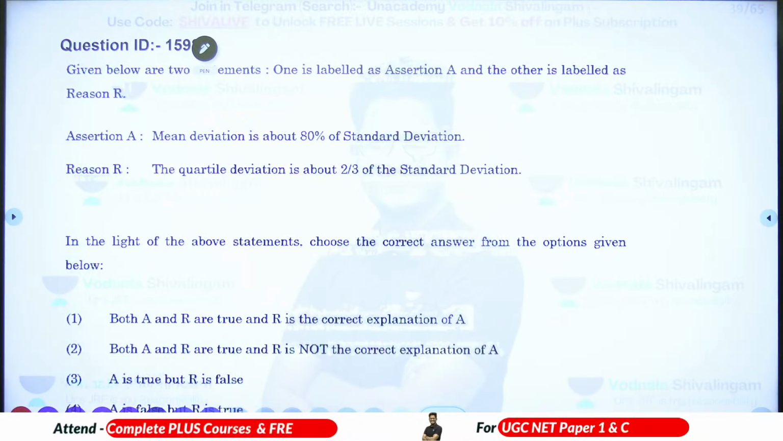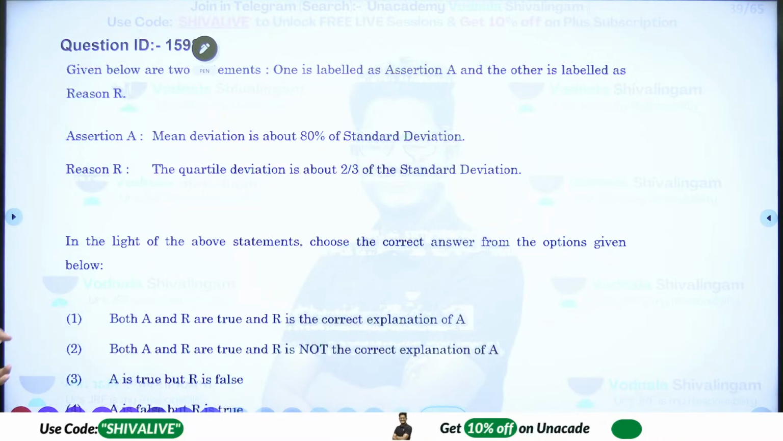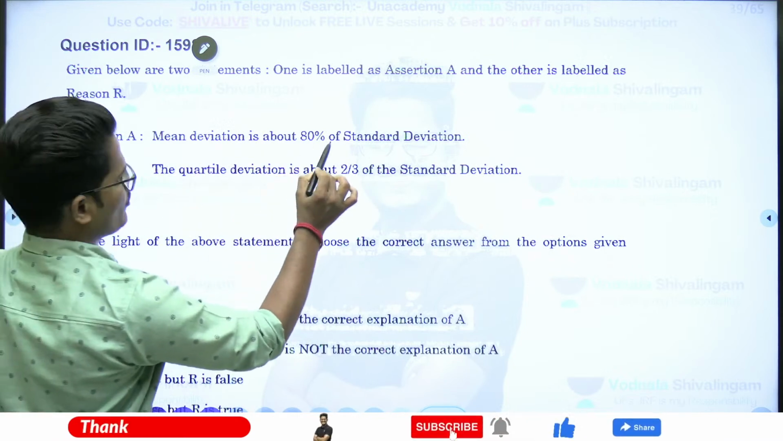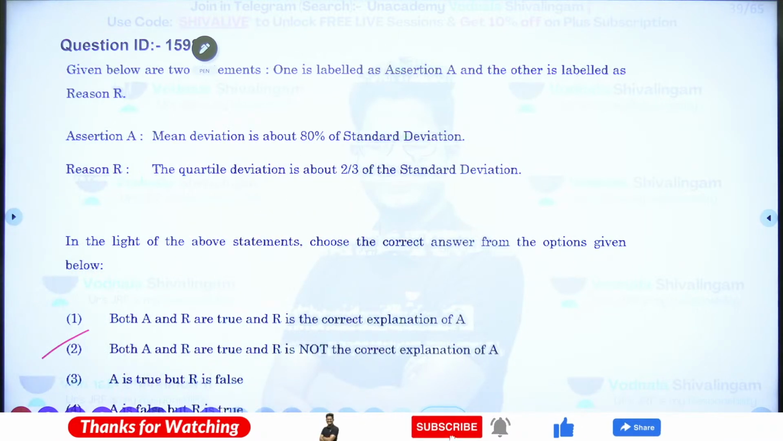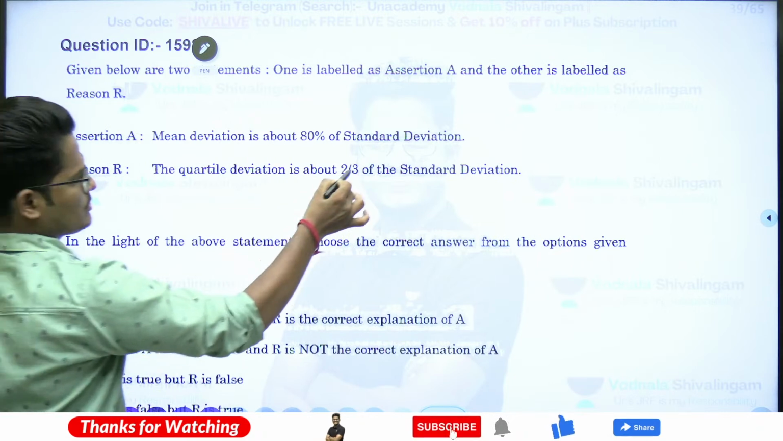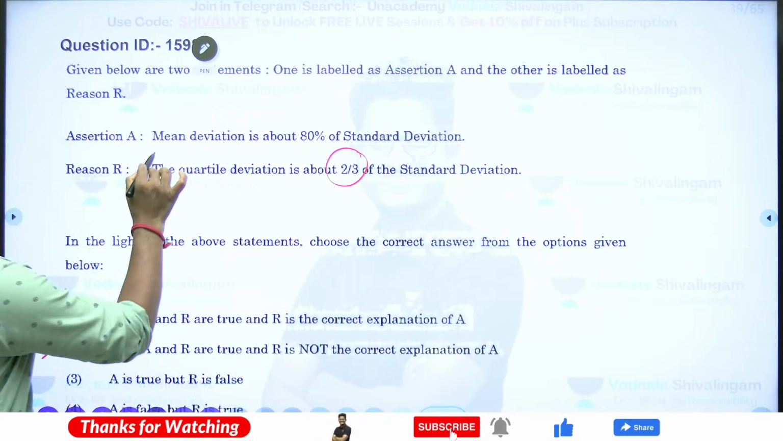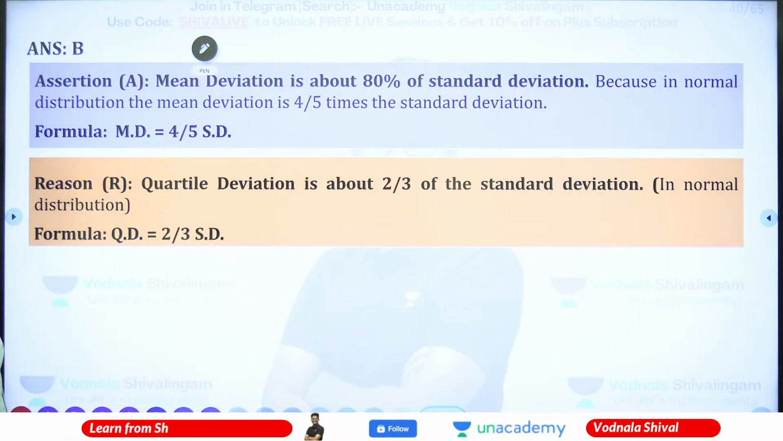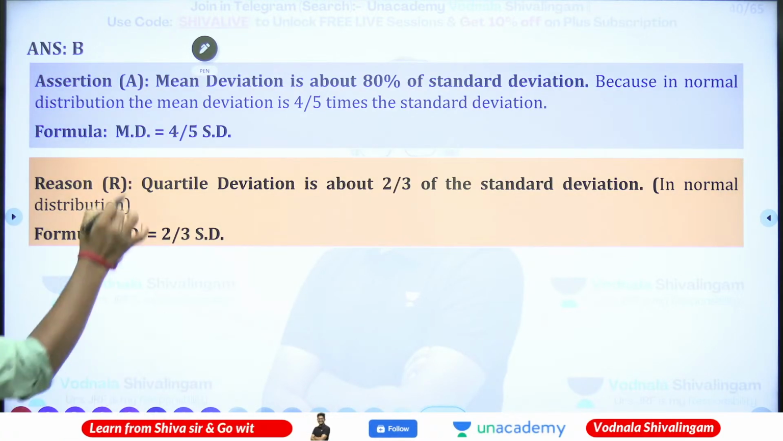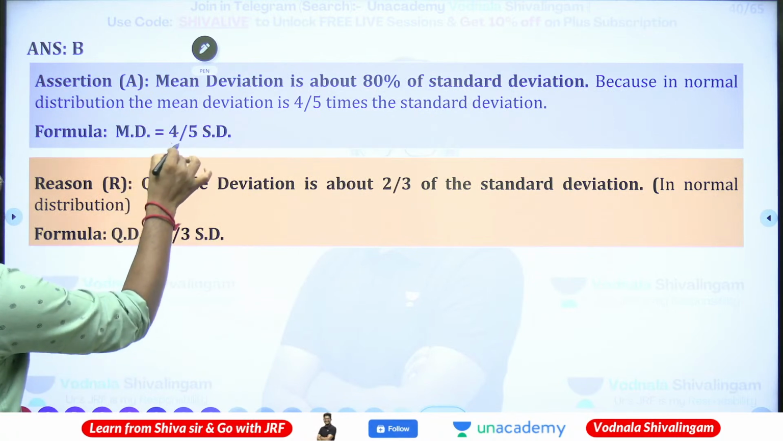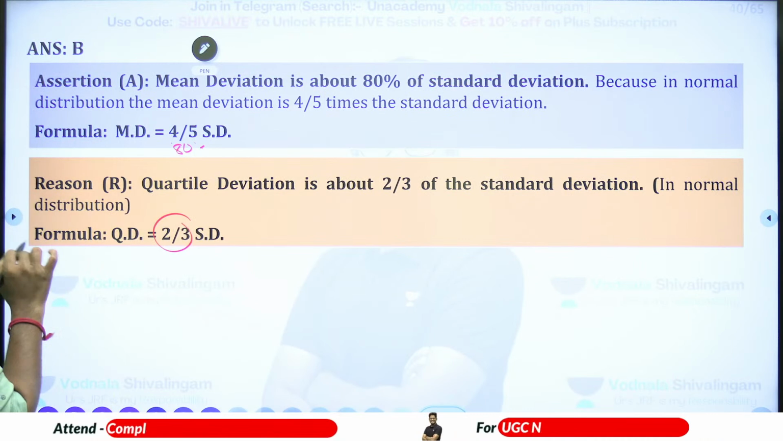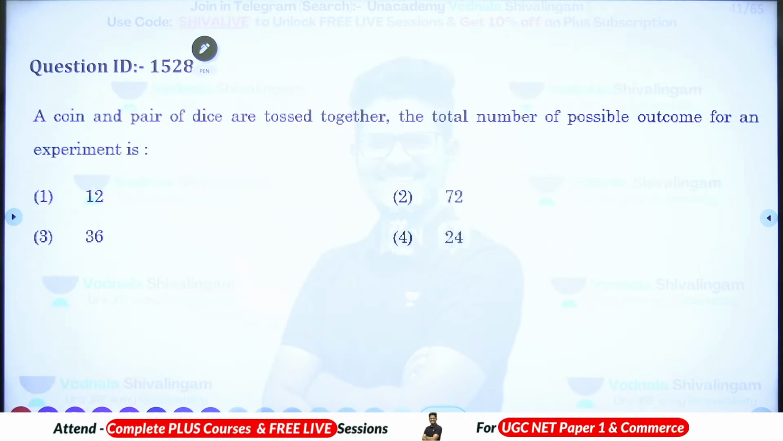Next question. Mean deviation is about, option B is the given answer. Mean deviation is about 80% of standard deviation and quartile deviation is about 2/3 of the standard deviation, because both are different contexts. This is about mean deviation, this is about quartile deviation. Yes, mean deviation is 4/5, meaning 80%, and quartile deviation 2/3, correct. So both are correct, but they are different contexts.